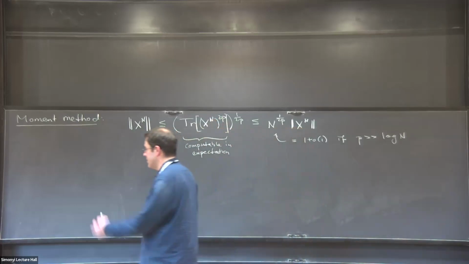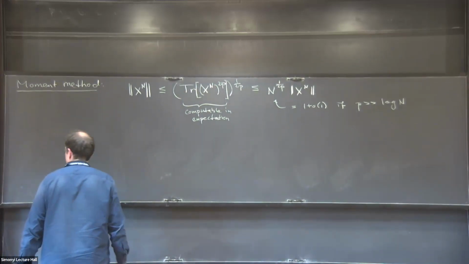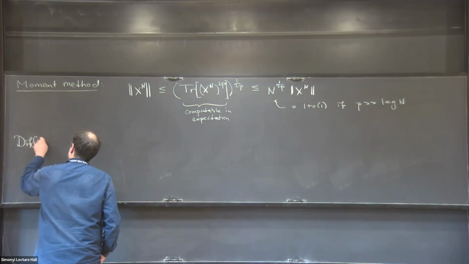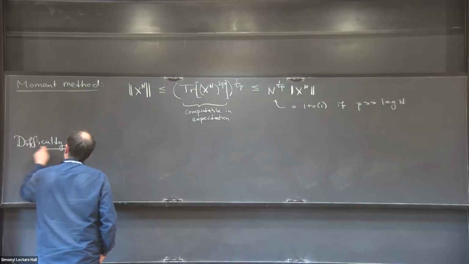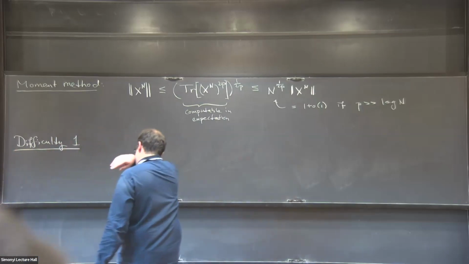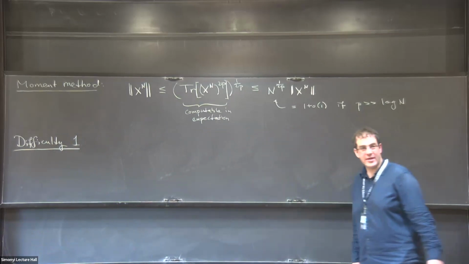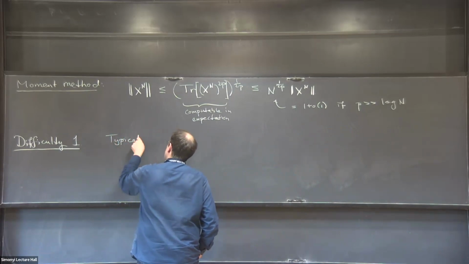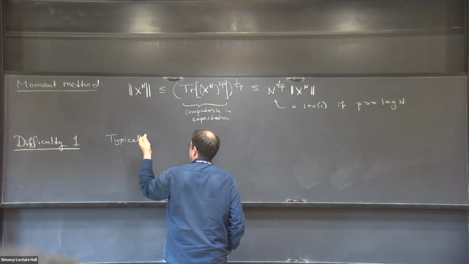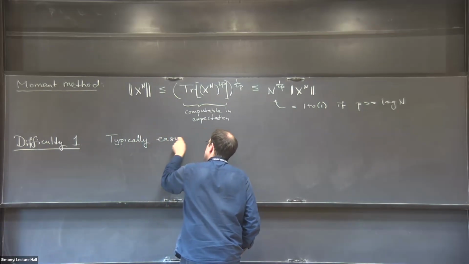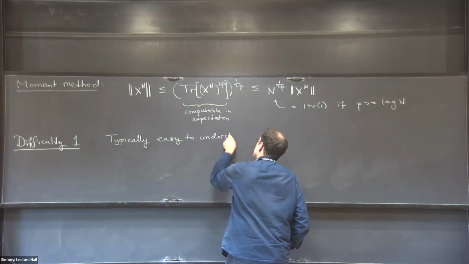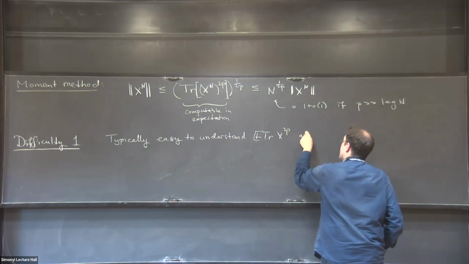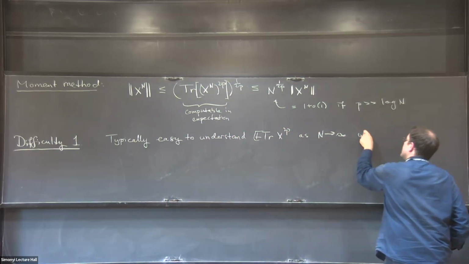And that's the classical trace method. Now, what are the problems with this method? Problems or difficulties? Let me write it. There are two difficulties of a different nature. The first difficulty, I would say, you could say is practical. Okay? So it's typically easy, or at least doable, let me write easy, to understand the expected trace of X to the 2p as the size of the matrix goes to infinity with p fixed.